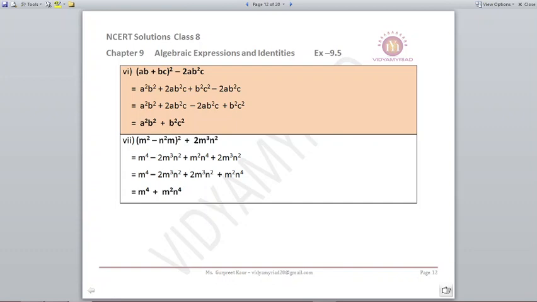So I can write it as m square n raised to power 4 plus 2m cube n square. Now minus 2m cube n square and plus 2m cube n square both get cancelled. You are left with only m raised to power 4 plus m square n square. That is your final answer.